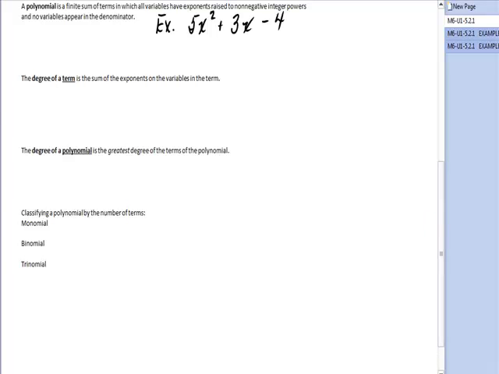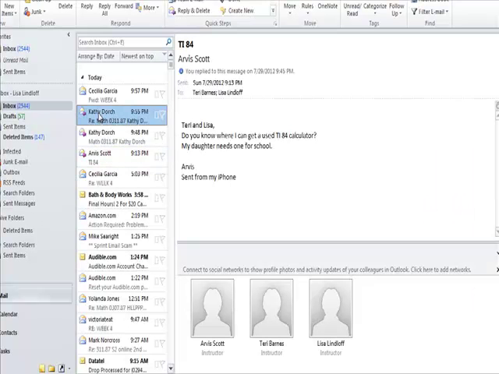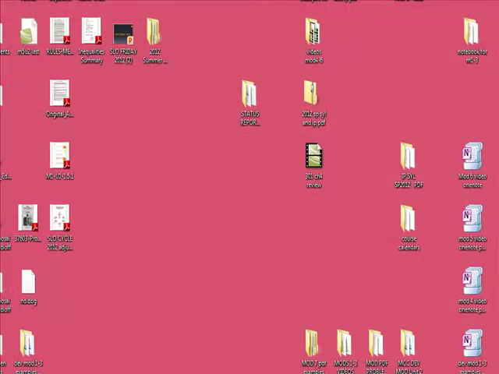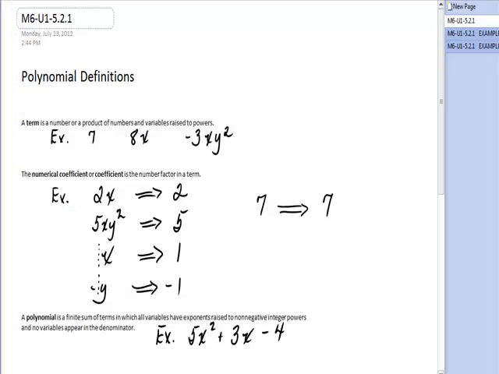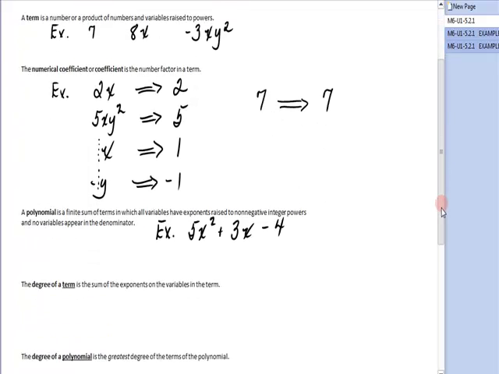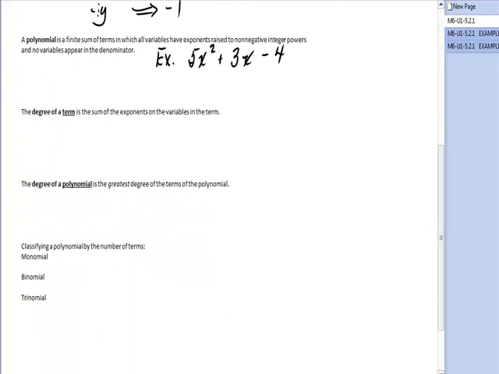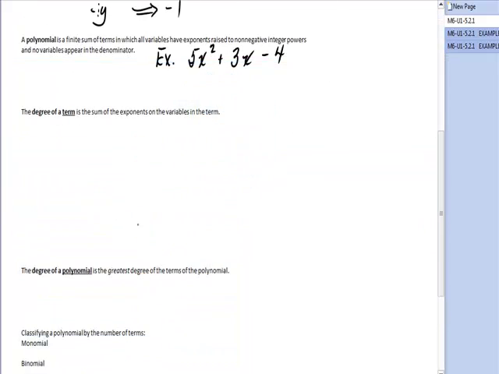All right, next. The degree of a term is the sum of the exponents on the variables in the term. So I'd like to look at a term, and then I want to talk about what is its degree.